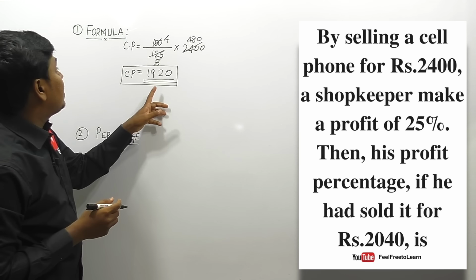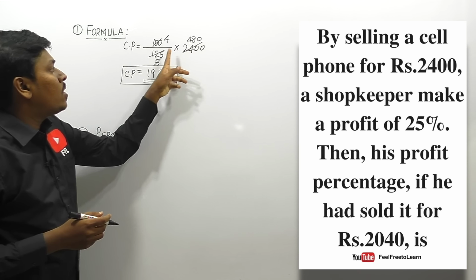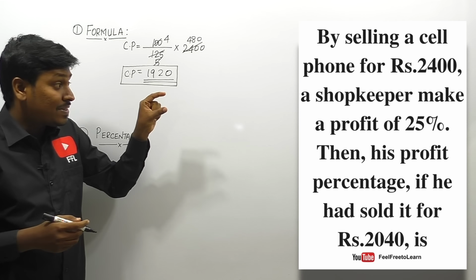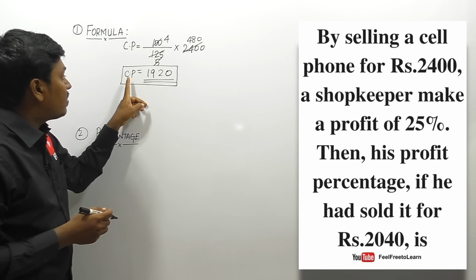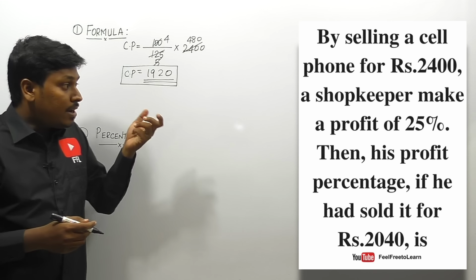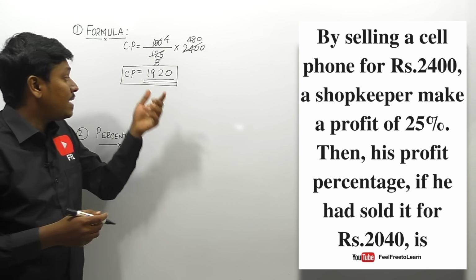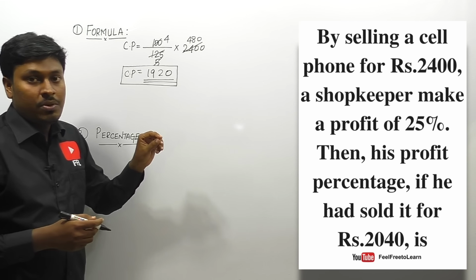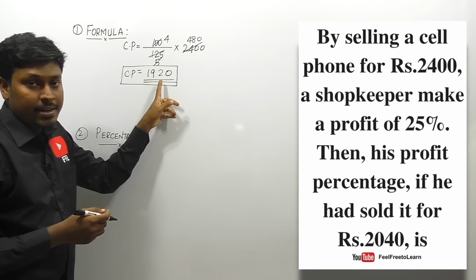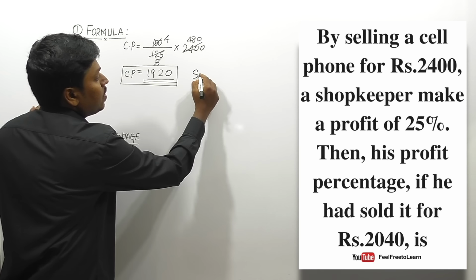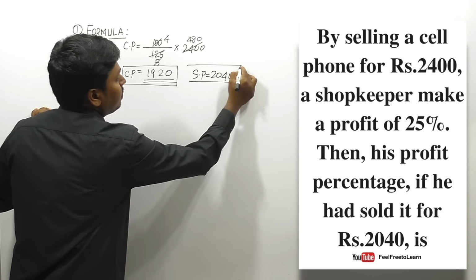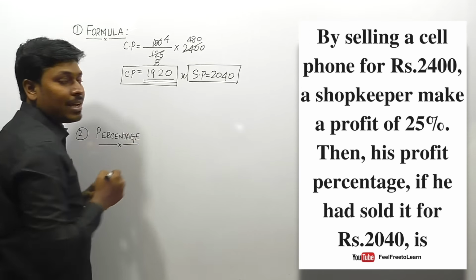And after selling it for 2400 rupees, he got a profit of 25%. By using the first 3 lines of data alone, we have calculated the cost price of the mobile phone, which is 1920. Now if he sold the same mobile phone for 2040 rupees, our target is to find the gain percentage. Here the cost price will be 1920, and if he sold it for 2040, that will be the selling price of the mobile phone. So now we need to find the gain percentage.